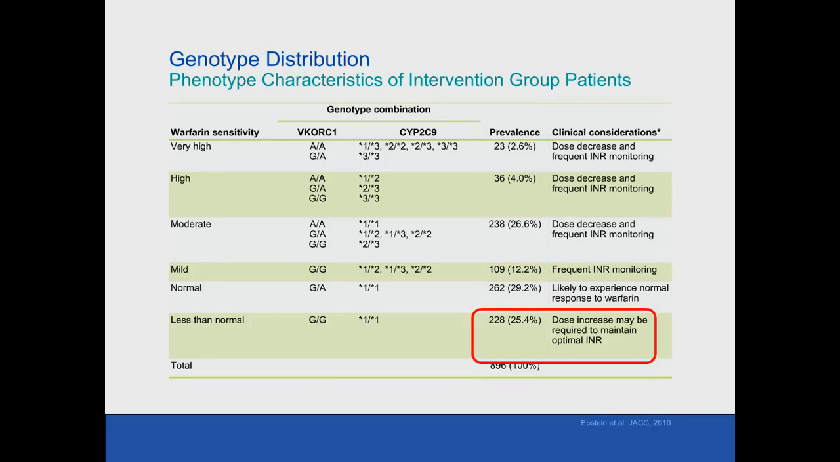We point out to you that a significant fraction of this population was of the less than normal warfarin sensitivity, GG star 1, star 1 type. These patients require a higher warfarin dose. This was a surprising outcome of this particular study because this fraction of the population in this particular genotype group was higher than reported by others.